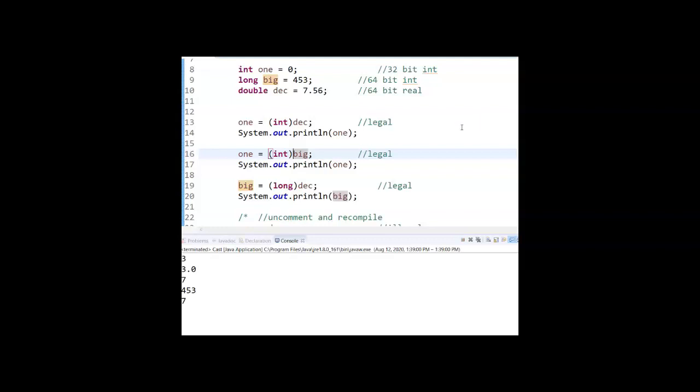Same thing on the last one, right? The last one, I'm converting the decimal value into a value that can be stored into a long. And I believe, if I remember right, I haven't done this in a while, I can perform a little trickery here, and that'll work as well. So an int can be stored in a long, an int can be stored in a decimal, but a decimal and a long cannot be stored in an int.